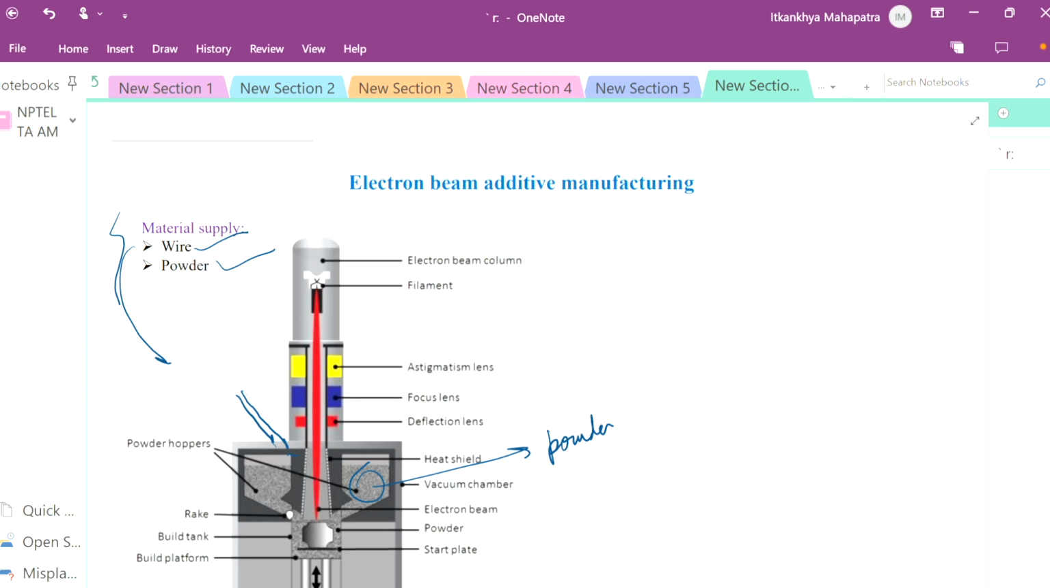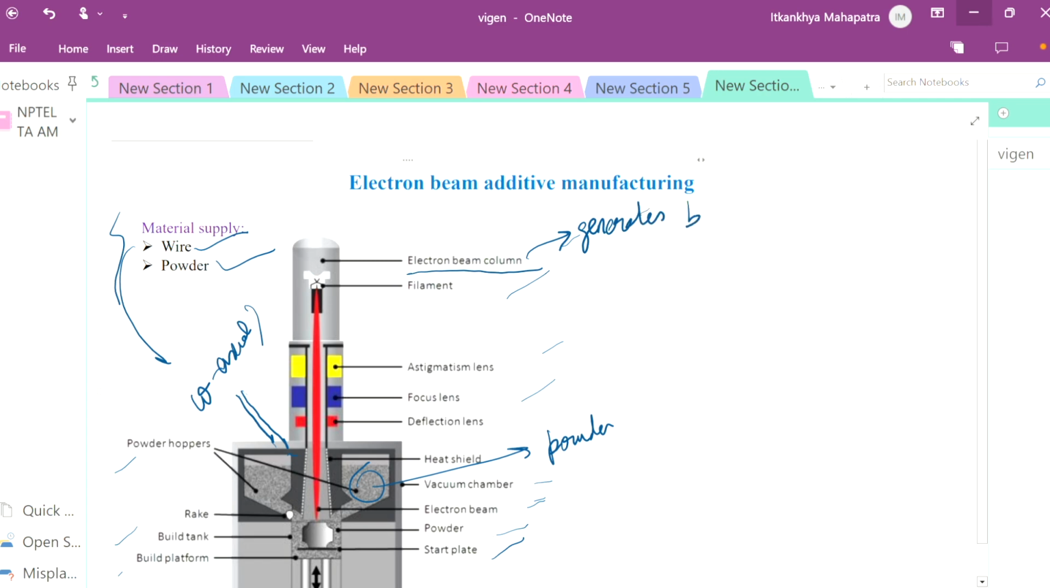So here the wire is applied coaxially, and these are the various components in an electron beam additive manufacturing method. Let's start with the electron beam column. This generates a beam of electrons.